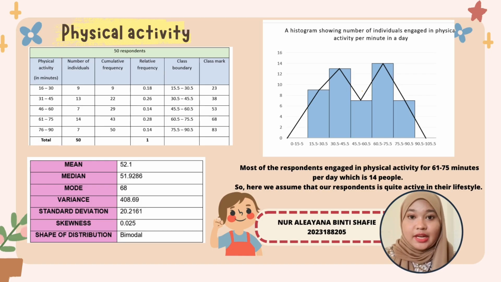Now we look at the results on how many minutes people engage in physical activities. The results show that most of the respondents engage in physical activities for 61 to 70 minutes per day, which is 14 people, while the fewest respondents are at 46 to 60 minutes and 76 to 90 minutes, which have the same number of individuals, 7 people. Then 13 respondents engage in 31 to 45 minutes per day, and the remaining balance of the 50 respondents was at 16 to 30 minutes, which is 9 people. Here we can assume that our respondents are quite active in their daily lifestyle.